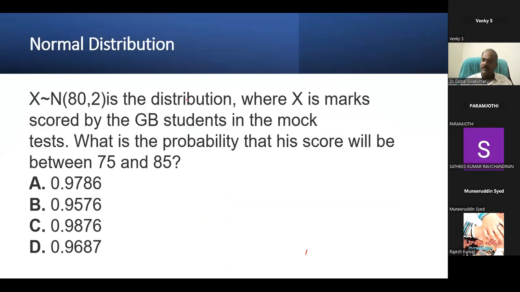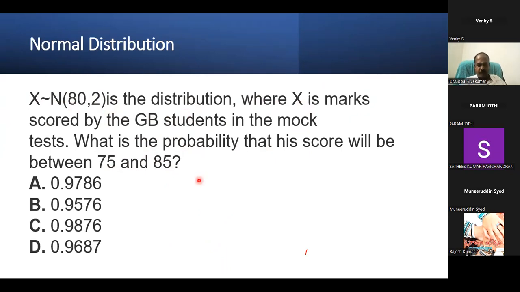So this one we have done. And now tell me whether you can answer this question. A random variable is normally distributed with mean 80 and standard deviation 2, where X is the mark scored by the student. What is the probability that his score will be between 75 and 85? Do you think you can handle this case using Minitab?